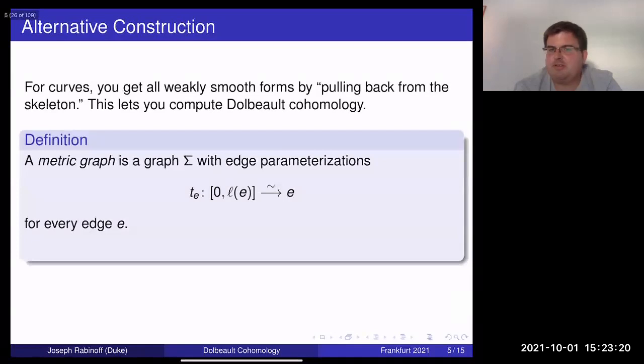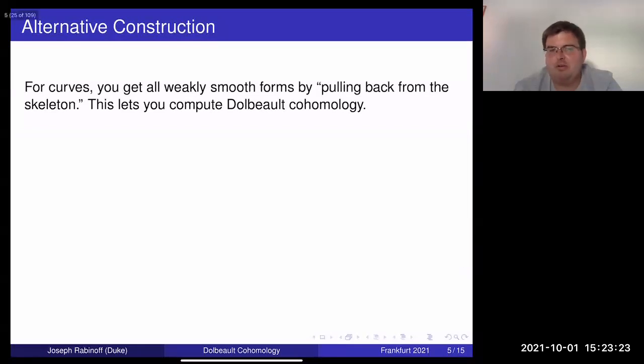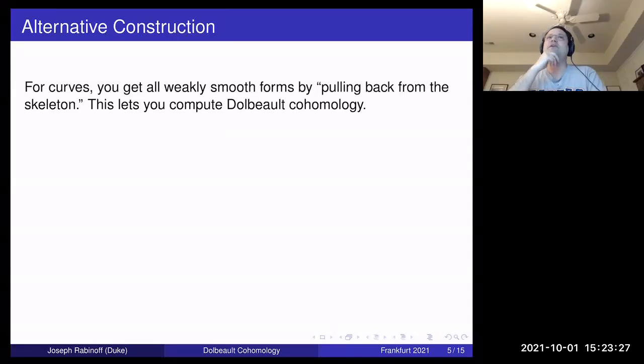So when you say pulling back from the skeleton, do you mean all kinds of different skeletons or just the minimal one? I'm going to mean all kinds of different ones, but I'll make a precise statement later on.